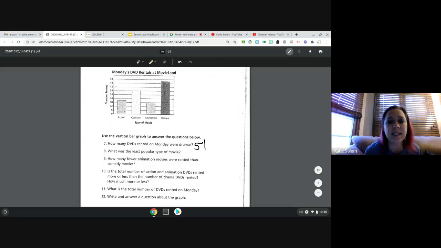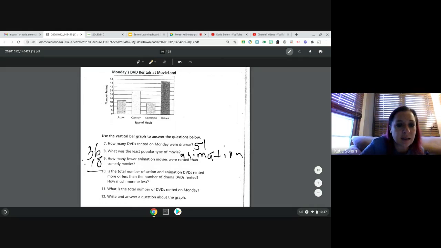Number 8, what is the least popular type of movie? So I'm going to look for the shortest bar, and I see it is animation. How many fewer animation movies were rented than comedy? So now I have to look. There were 36 comedy, and there were 18 animation. And because it says how many fewer, I know I need to subtract. And my answer is 16.